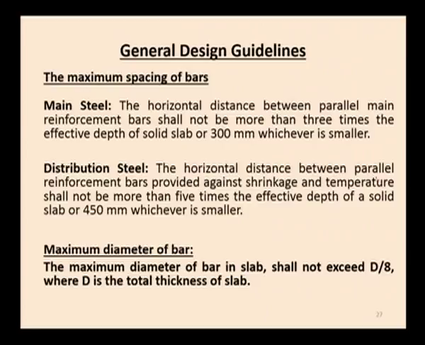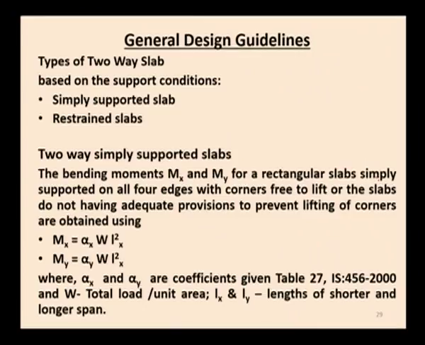These are general guidelines. Now, another general guideline: we are going to design one-way slab and two-way slab. Another one is the continuous slab. One-way slab is the slab spanning in only one direction. Two-way slab is the slab spanning in two directions. And a continuous slab, that is, one-way continuous slab we are going to see, and two-way continuous slab also we are going to see.